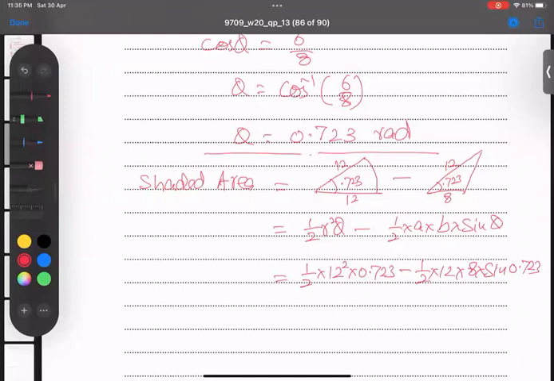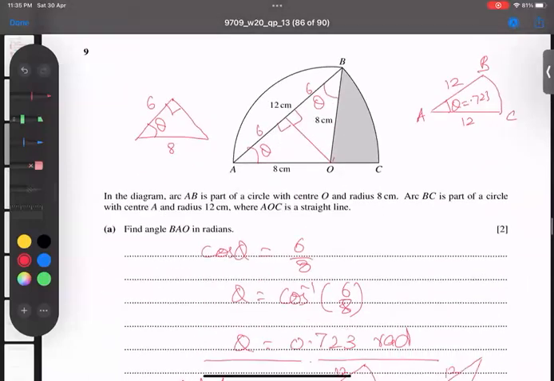So let me check. Half into 12 squared into 0.723, minus half into 12 into 8 into sine of 0.723. My answer is coming here 20.2974. But we know we need 3 SF. We don't need this. So 20.3 centimeters squared is the answer because the question is in centimeters.